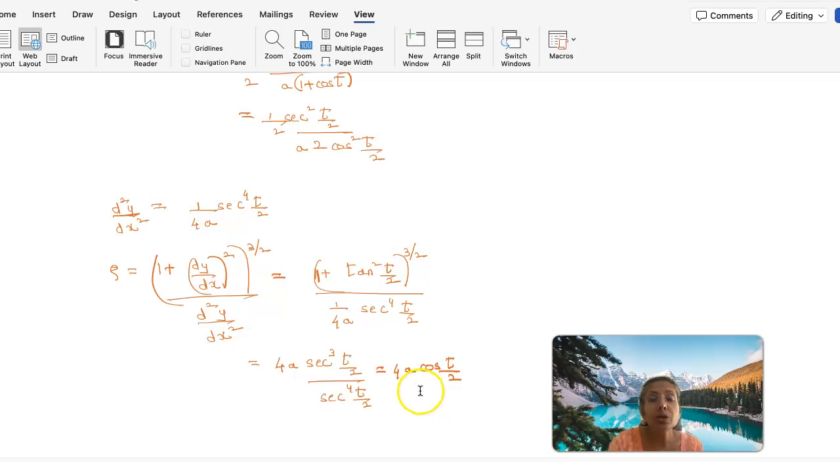So we have learned what the radius of curvature is, and how to calculate the radius of curvature for the Cartesian and the intrinsic form.